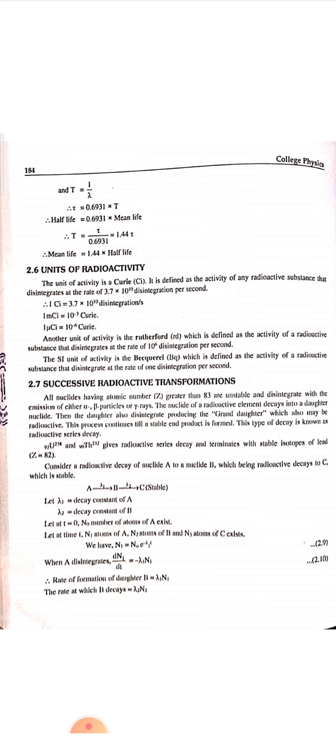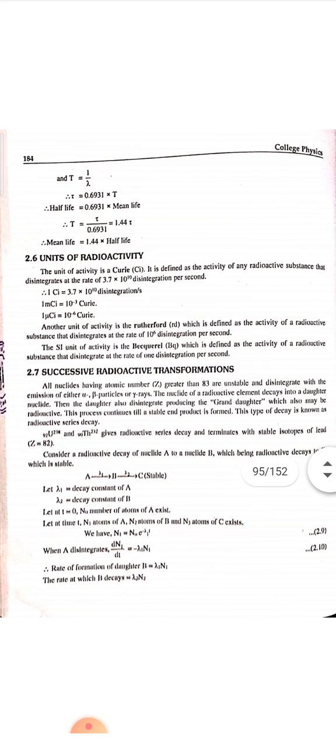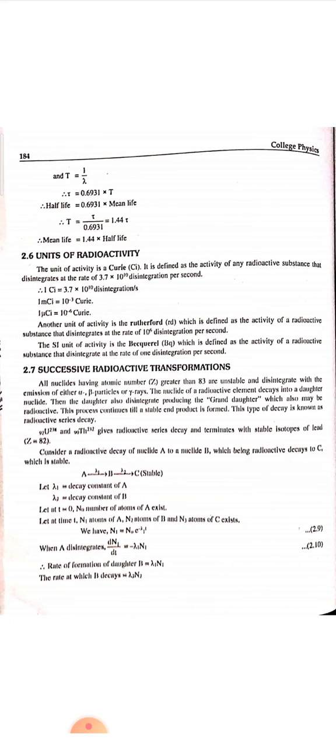Another unit of activity is the Rutherford, which is defined as the activity of a radioactive substance that disintegrates at the rate of 10 raised to 6 dps. Then another unit is the Becquerel, which is defined as the activity of a radioactive substance that disintegrates at the rate of 1 dps, 1 disintegration per second.